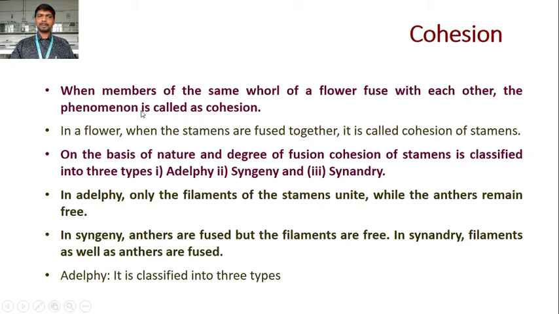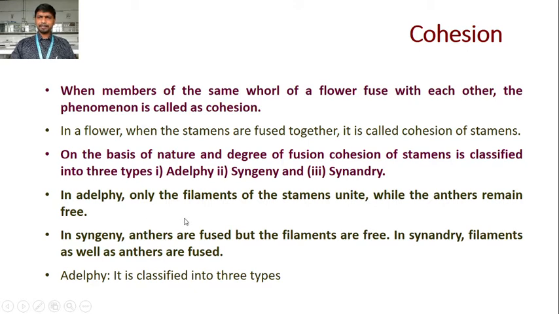So cohesion is the phenomenon where members of the same whorl of a flower fuse with each other. In a flower, when stamens are fused together, it is called cohesion of stamens. On the basis of nature and degree of cohesion, it is classified into three types: adelphy, syngeny and synandry. In adelphy, only the filaments of the stamens unite while the anthers remain free.